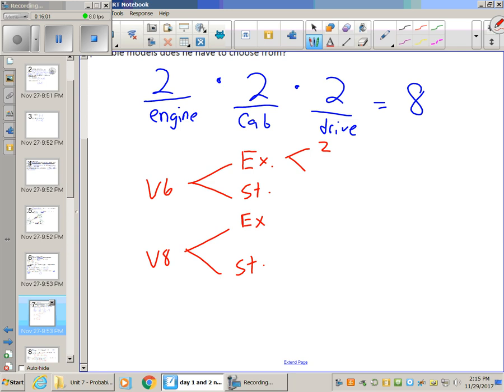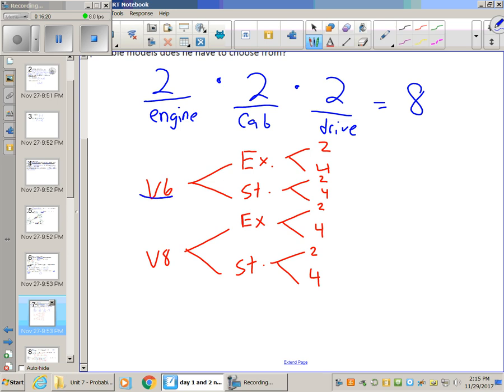Either a 2-wheel drive or a 4-wheel drive. 2-wheel drive, 4-wheel drive, 2-wheel drive, 4-wheel drive, 2-wheel drive, or 4-wheel drive. So this tree, we kind of did in our matrix unit, if you remember from Markov chains, this tells you all the different outcomes he could have.